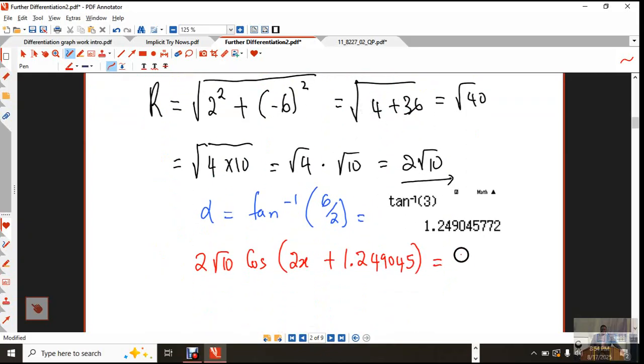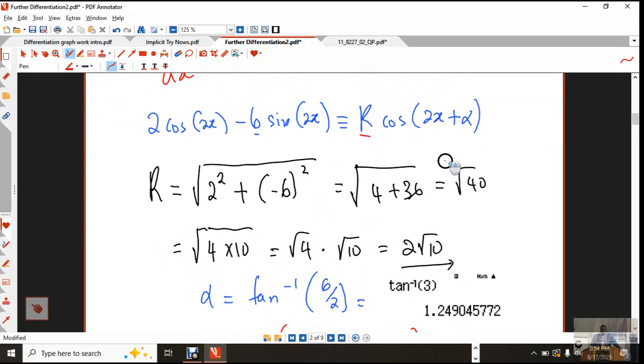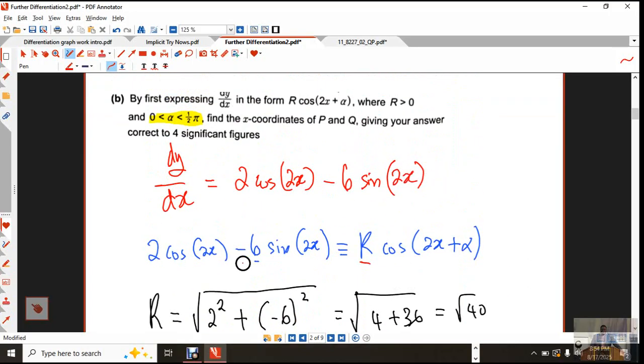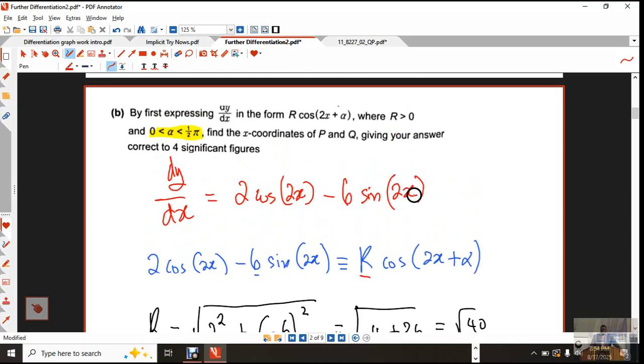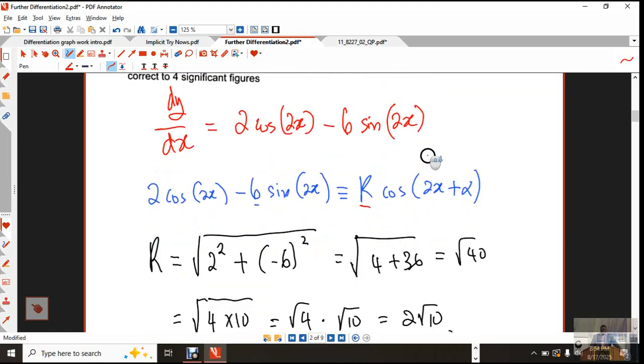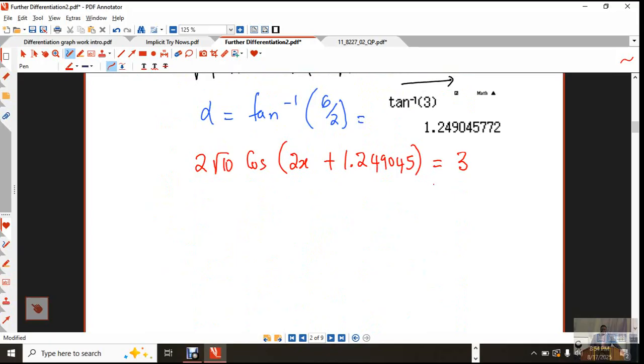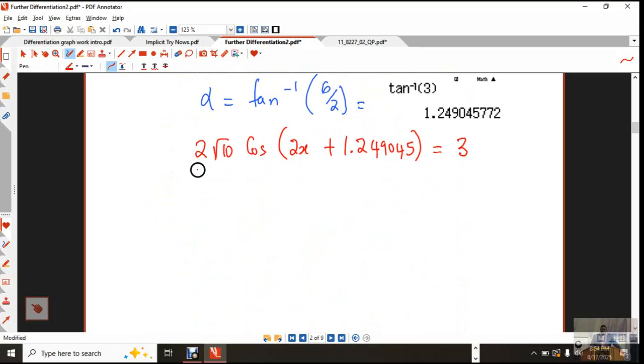So basically, what is it that we have over here? We have a condition where we took our gradient function and rewrote it into this form. So that means at the various points P and Q, that should equal to 3. Because they say find the x coordinates of P and Q, and at P and Q, the gradient dy/dx is equal to 3.